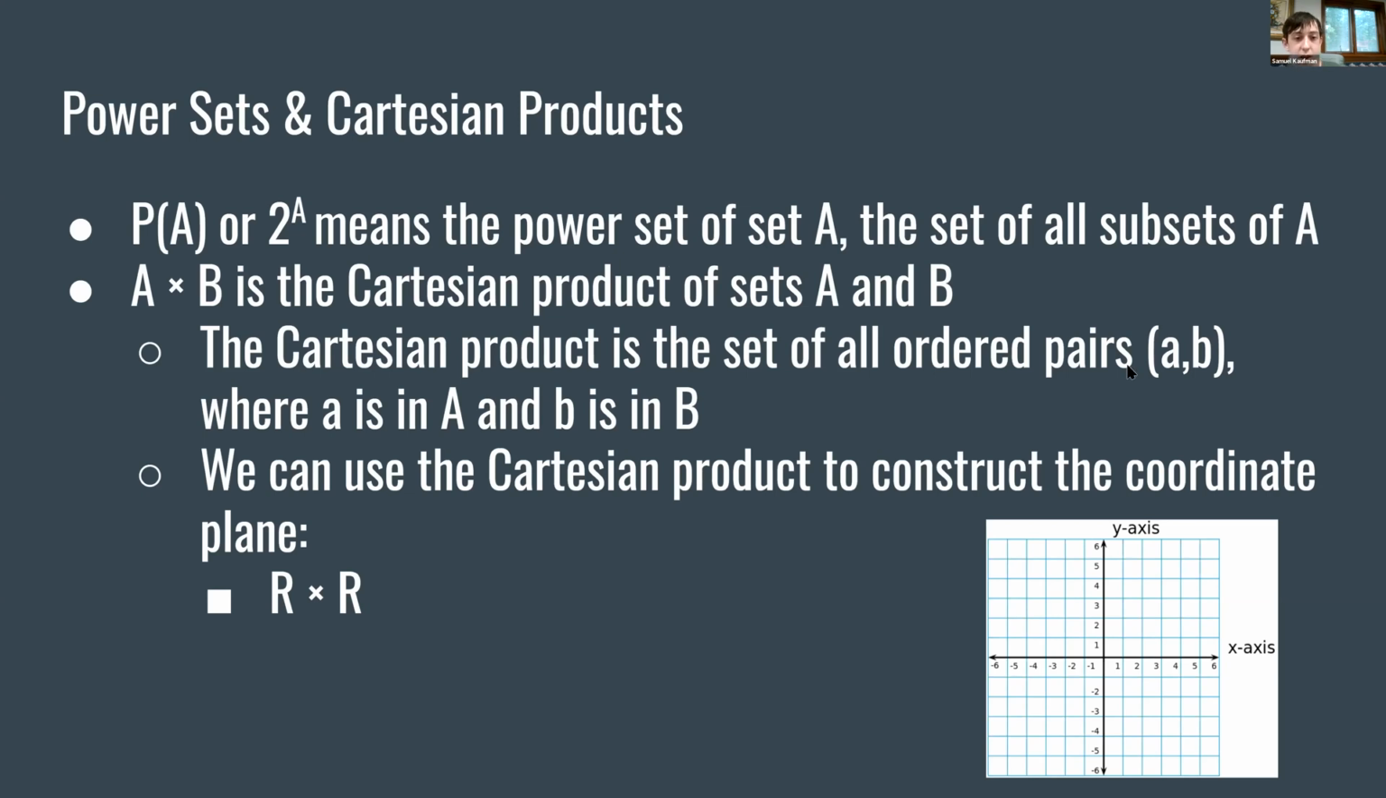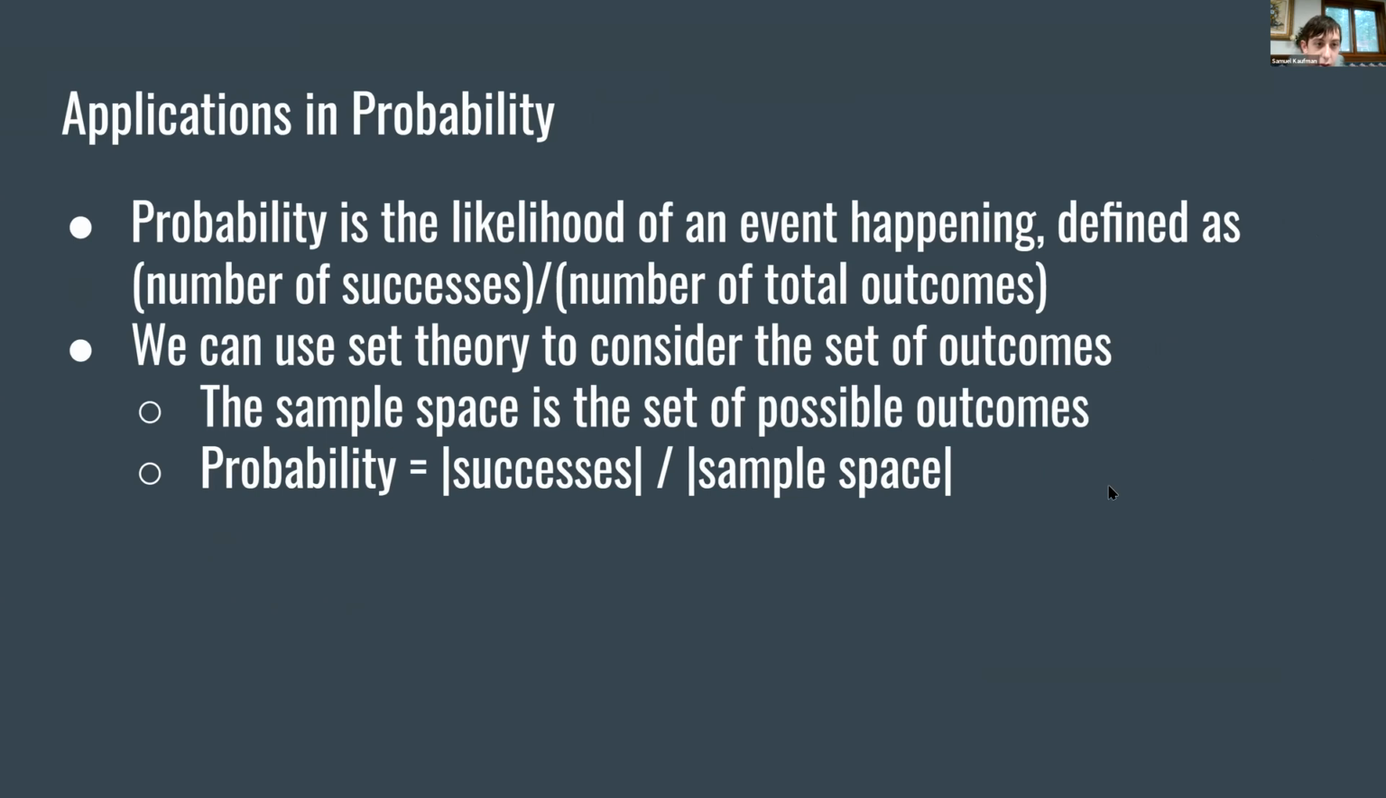And we learned that we can use the Cartesian product to construct the coordinate plane, right? So we have this thing that you use a lot in math, like algebra, but we can construct it using set theory. This is really just a set of points, that is the Cartesian product of the real numbers times the real numbers. Then we talked about some ways you can use set theory in probability. Probability is the likelihood of an event happening, and we define it as the number of successes divided by the number of total outcomes.